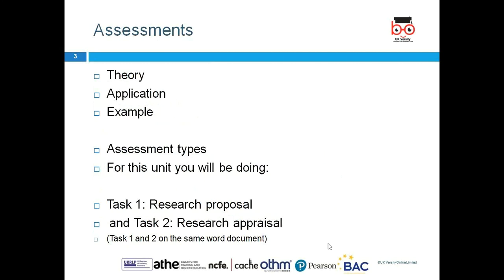So for this particular unit, you're going to be doing 2 tasks. Both of these tasks will be on the same Word document, just like what you did previously. Task 1 is a research proposal, and task 2 is a research appraisal. Task 1 is where you're actually carrying out your proposal, you're putting down your research project. And then task 2 is you answering a few questions, and that covers learning outcome 1.